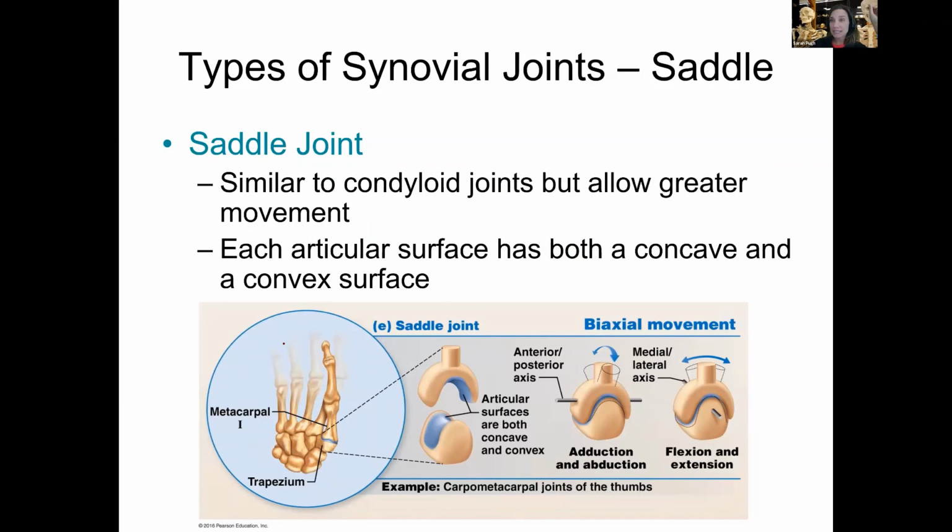A saddle joint is where, to me, it looks like the ends of the two articulating bones both look like saddles, right? It looks like a little saddle that you'd put on your horse, okay? And they fit into each other. They're really similar to condyloid joints. They're just deeper and they allow for a greater range of motion. The only example that we have of this is right here with the thumb. This is what allows your thumb to have this huge, great range of motion. Okay, and this is how it allows us to touch all of our other fingers, that opposition.